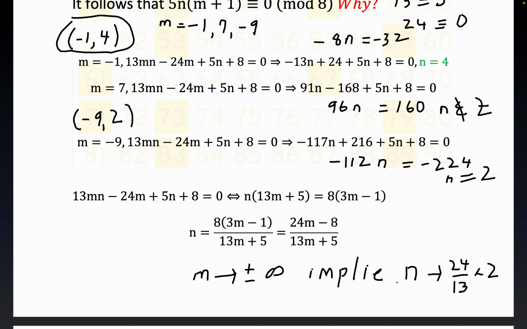But the further away you get, the more that means that n is going to get closer and closer to this number 24 over 13. This would be what they call a horizontal asymptote, if you were to graph this. But anyway, for that reason, there's no more solutions, because there's only so many integers to go around in these regions, right? And so these are the only 2 solutions.